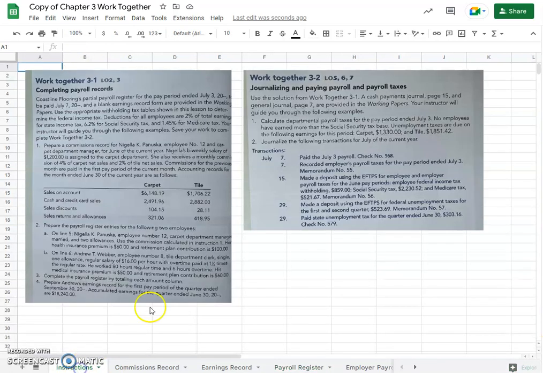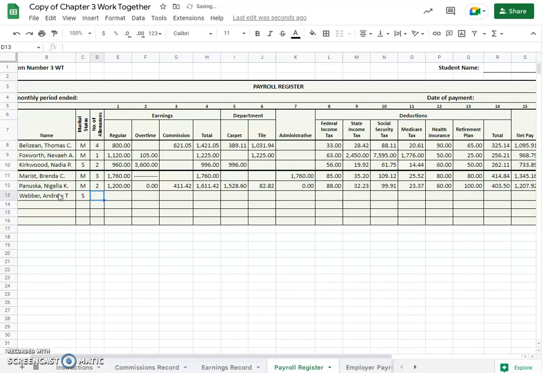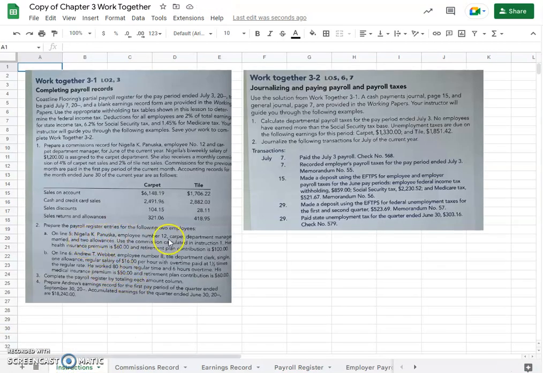Who was the other guy we had to do this for? Andrew T. Weber, employee number 8. Tile department clerk, single with 1 allowance. We'll start there. So Weber, Andrew T, single with 1 allowance. So his regular earnings, it looks like $16 per hour, overtime's time and a half of regular rate. He worked 80 regular time and 6 overtime.